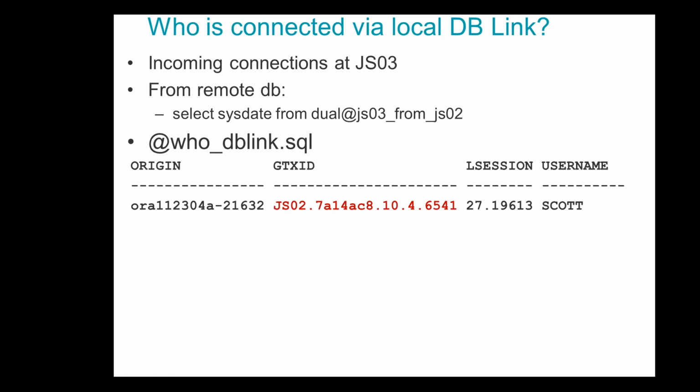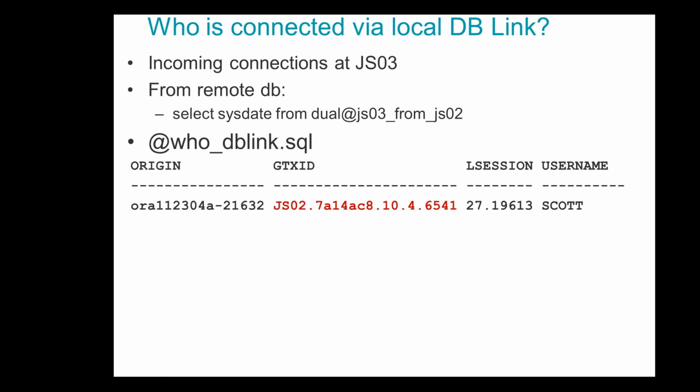So we are on JSO3, and we want to see incoming connections from a remote DB. So we connect at the remote one, do select sysdate from dual at JSO3, our database link, to establish that connection. And then on the other database, we do who DB link, excuse me. That script, by the way, is also included in the package that can be downloaded.